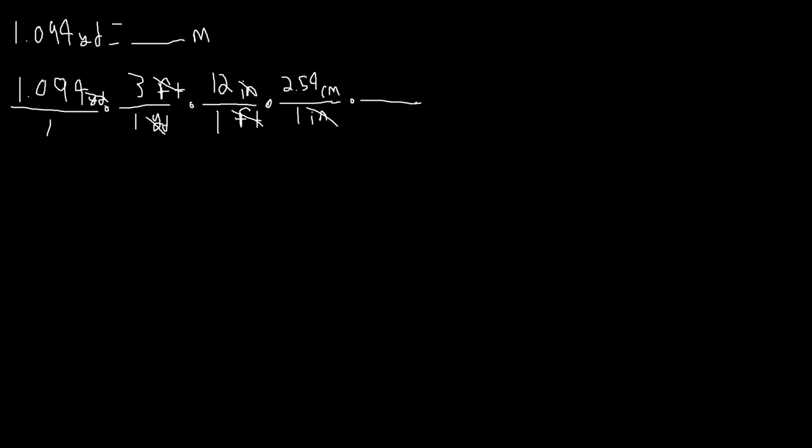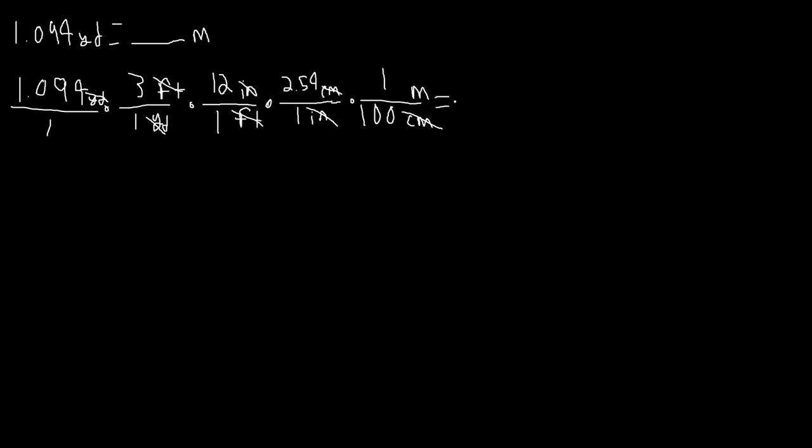How many centimeters equals a meter? Well, what's going to go in our denominator? Centimeters. What's going to go in our numerator? Meters. How many centimeters equals a meter? 100 centimeters equals 1 meter. And meter is the unit we want. Centimeters cancels out. We're left with meters. Meters is what our answer should be in.